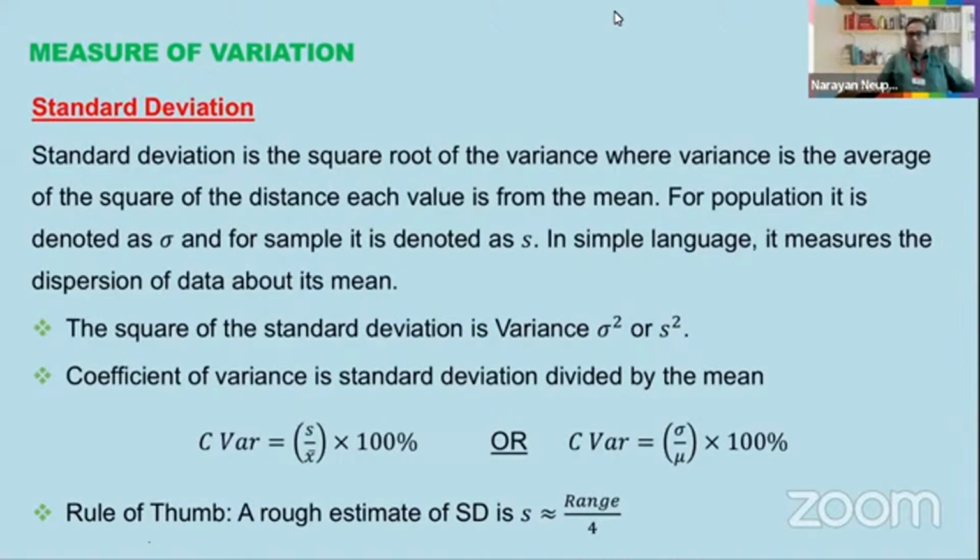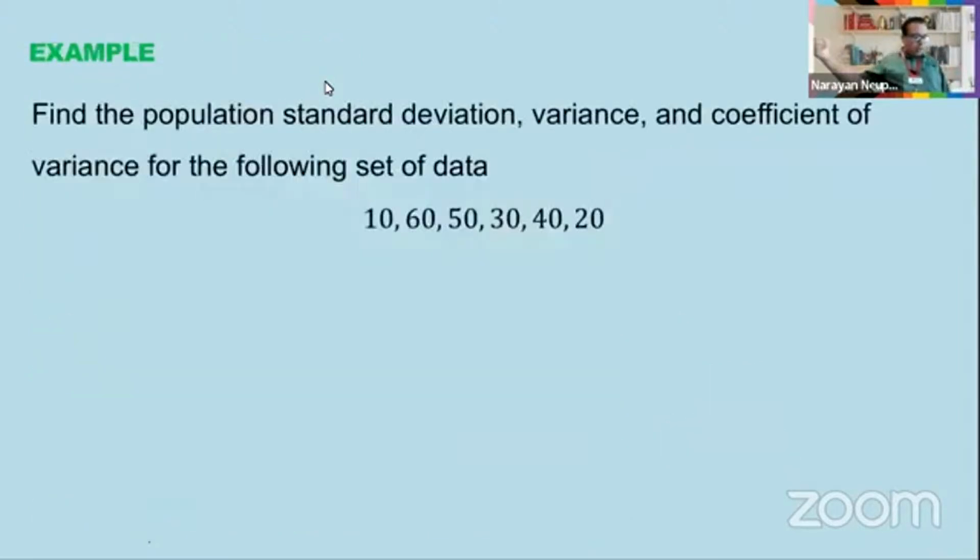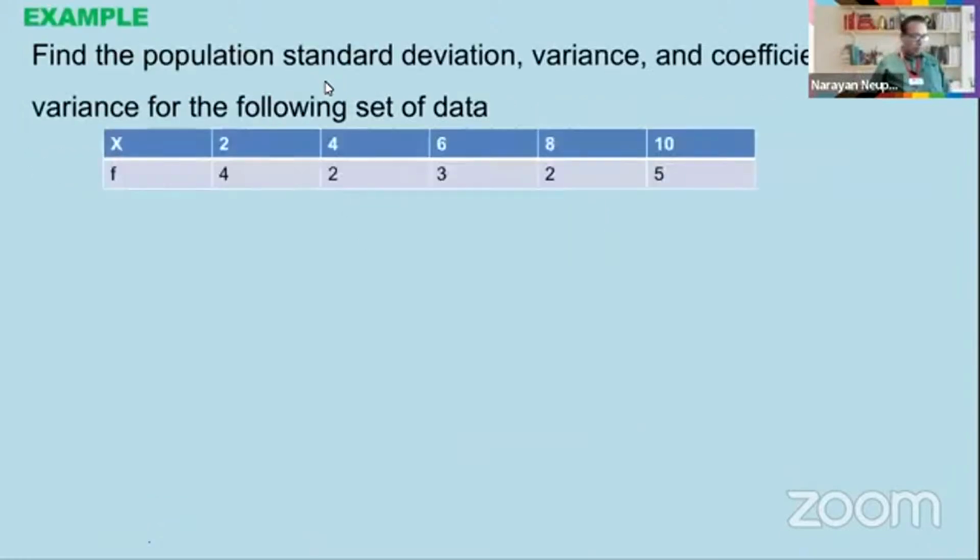Okay, we'll begin now. So we started working on the measure of variation. We already completed range and we did the standard deviation. If I remember correctly, we did one example on the standard deviation, right? So let's continue. We did this example, population standard deviation of the ungrouped data.